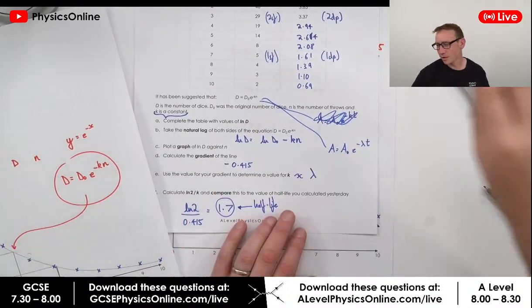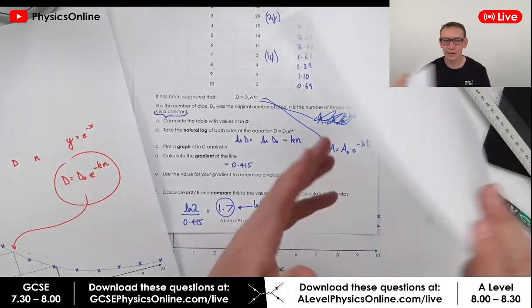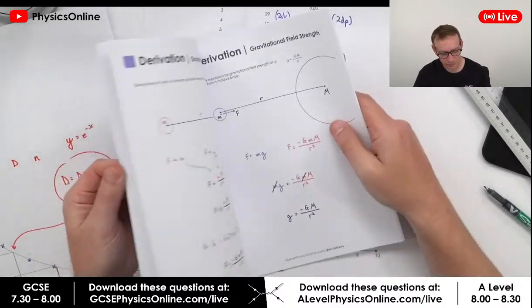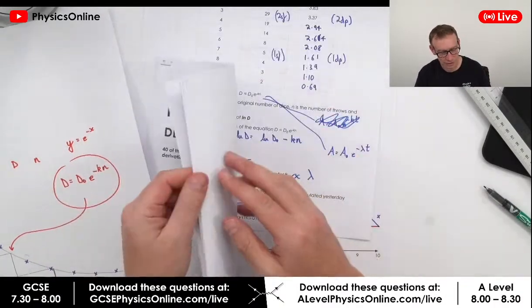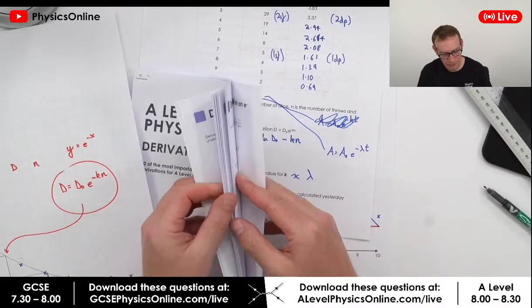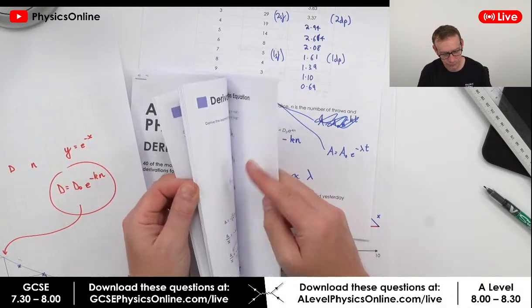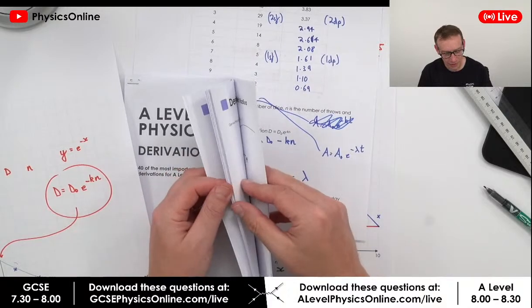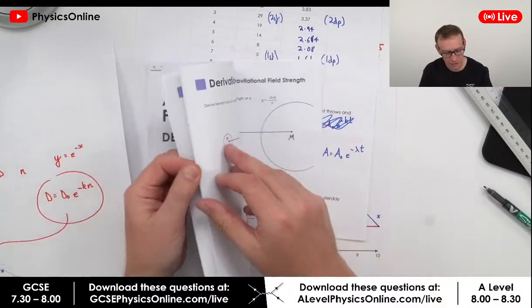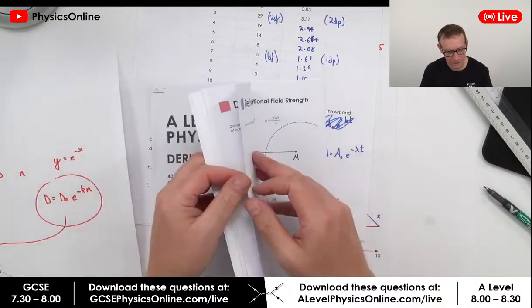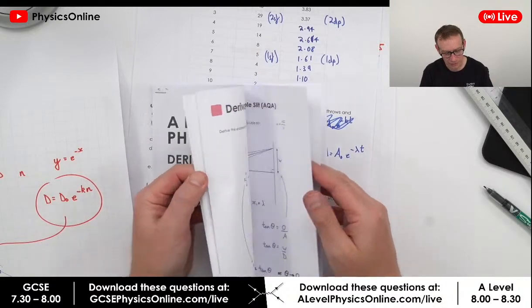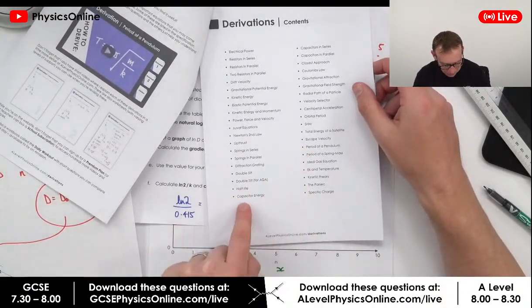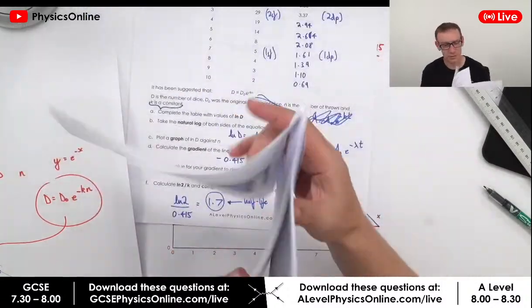You don't need to know why, but I do have it over here. So where was it? I did it the other day. Where is it? There. You don't need to know it, but if you're wanting the top grades, then you can work out why that is. Sorry, I've got it here. So basically, these are my derivations. Half-life, it's about halfway through the book.